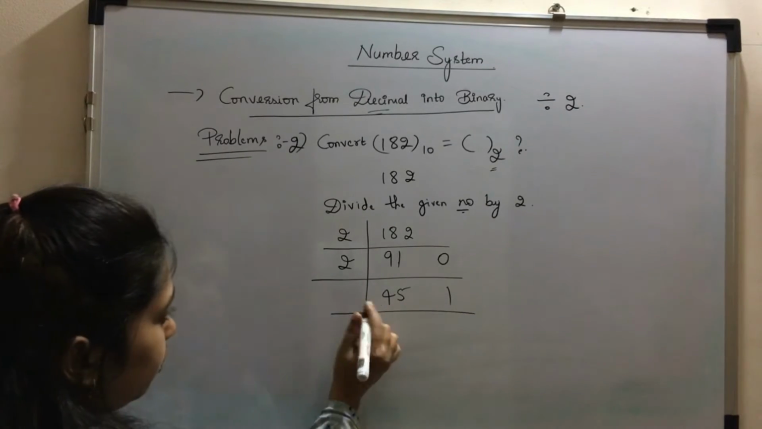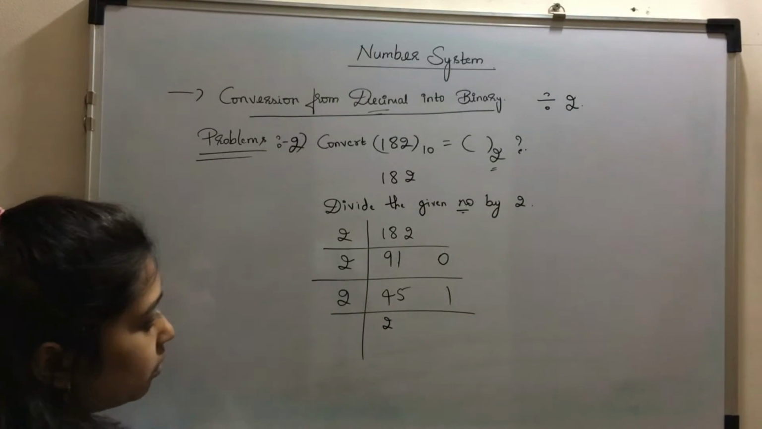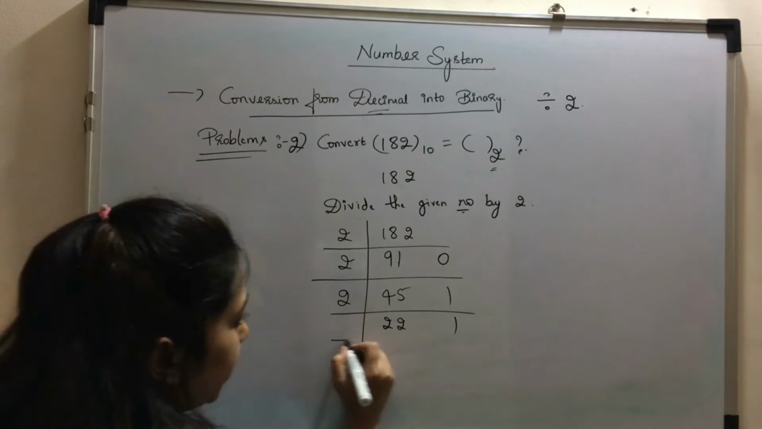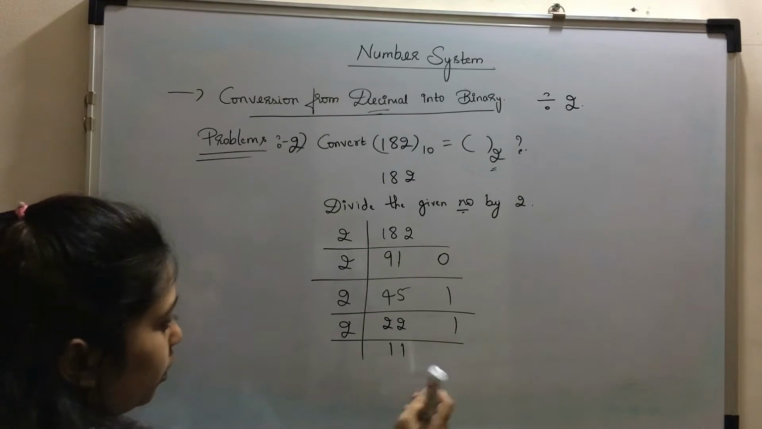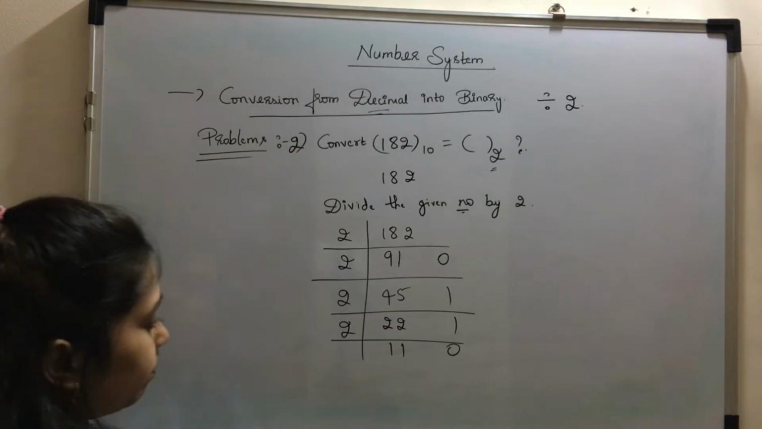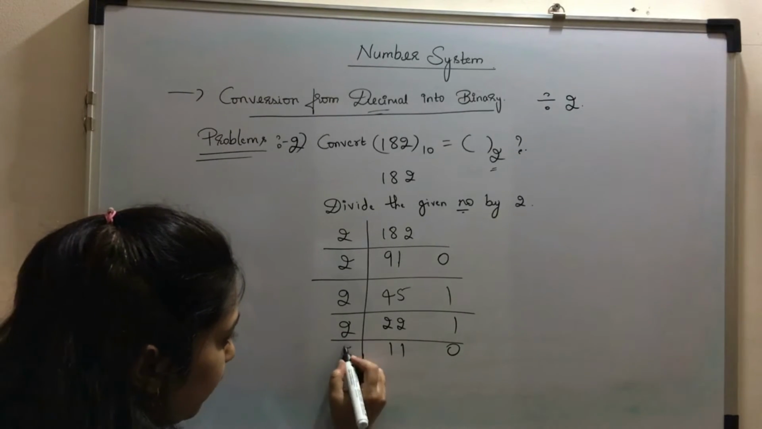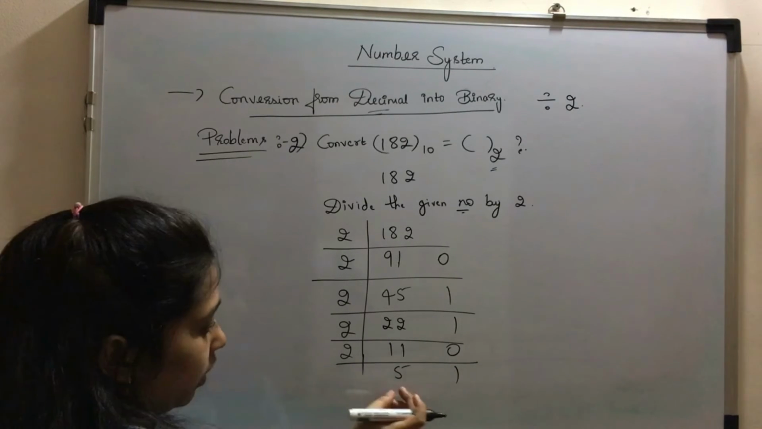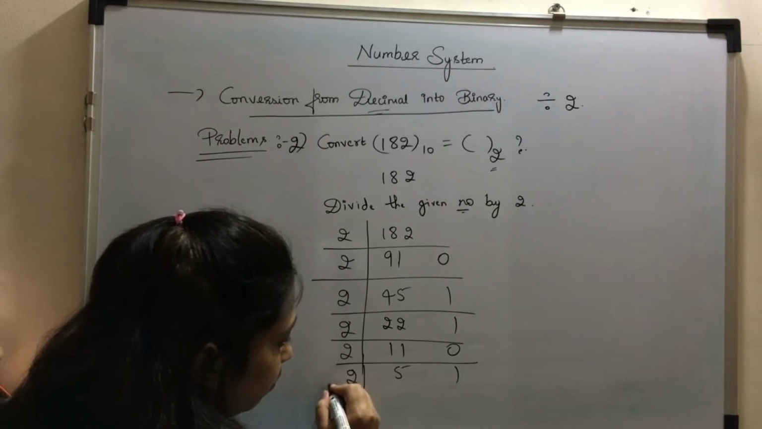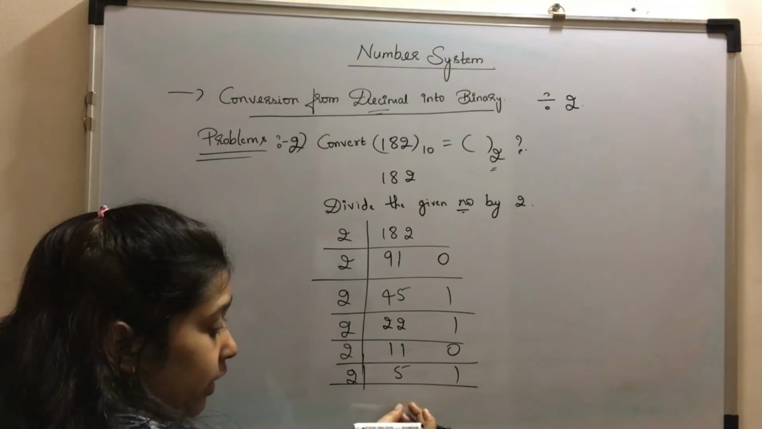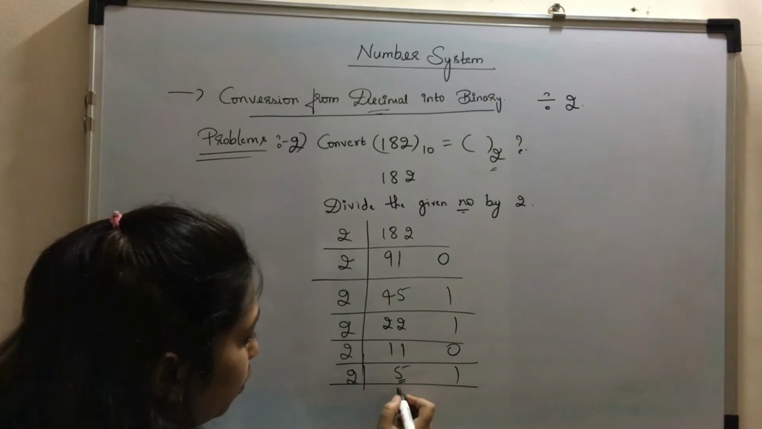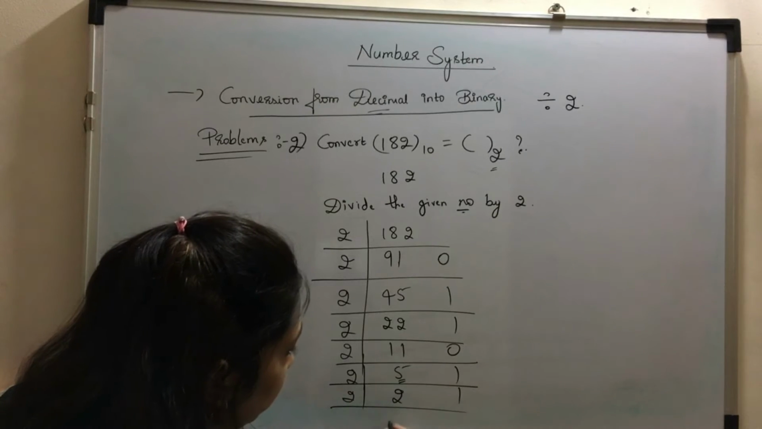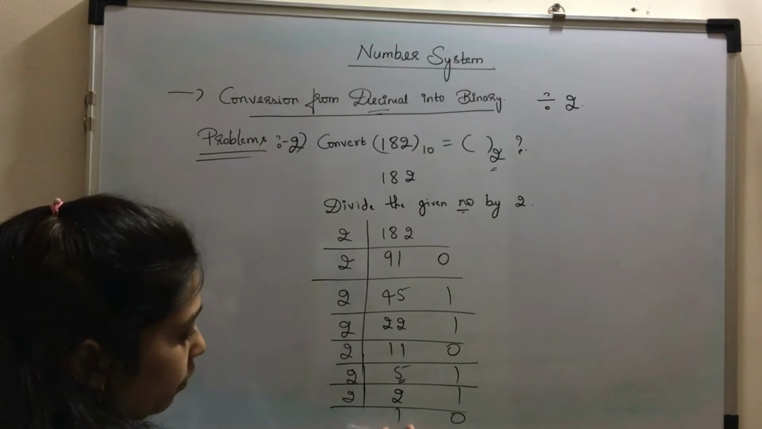Again divide this 45 by 2. 2 2s are 4, and again 2 2s are 4, so remainder is 1. Again divide this 22 by 2, that is 11, so remainder is 0. Again divide this 11 by 2, so 2 5s are 10, so remainder is 1. Now divide this 5 by 2. We should keep on dividing until the quotient becomes 1. So 2 2s are 4, so 1 is the remainder. Again divide this 2 by 2. 2 1s are 2, remainder is 0. So now we have to stop.